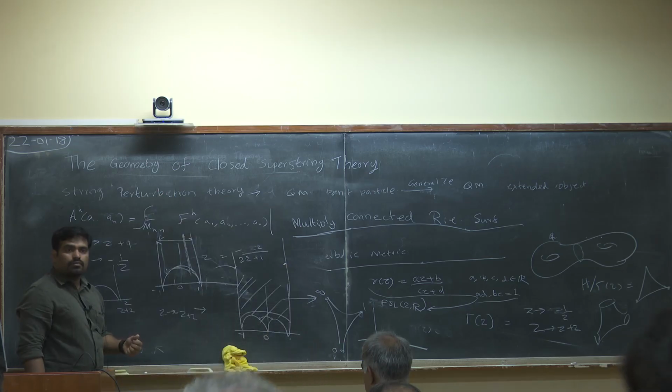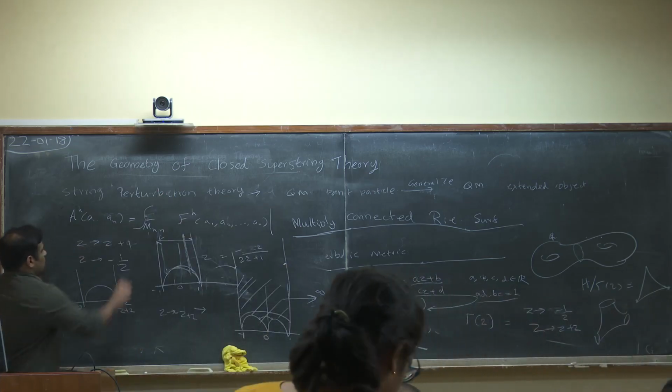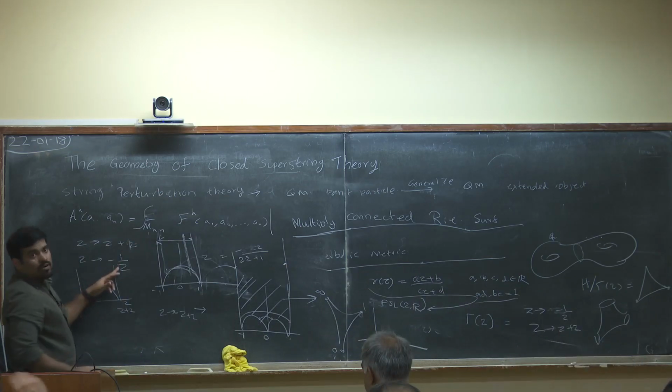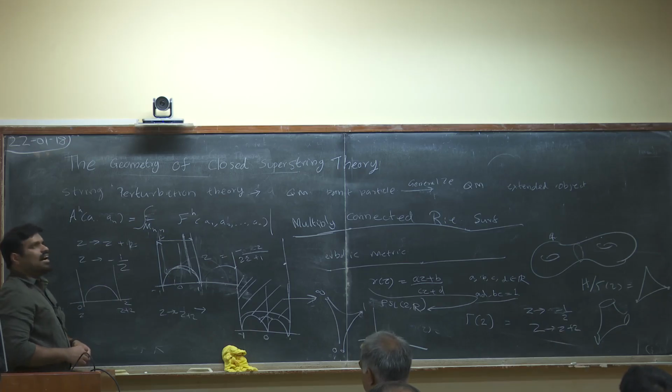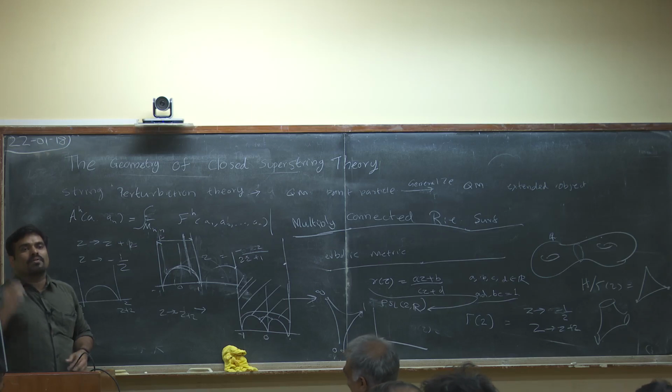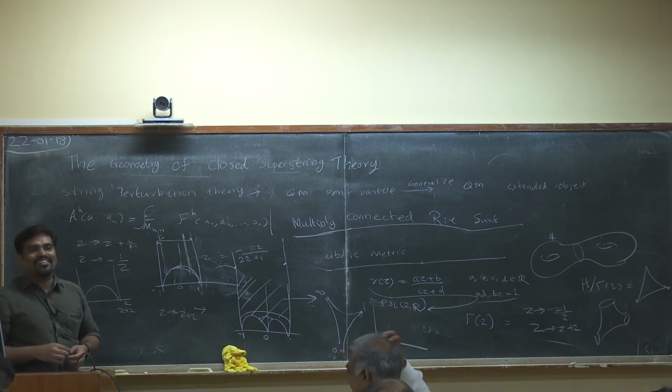Really, can you write down your transformations? z going to z plus 2 and z going to -1 by z. You think this is gamma 2? So that's why I'm slightly confused. I don't remember the precise form.